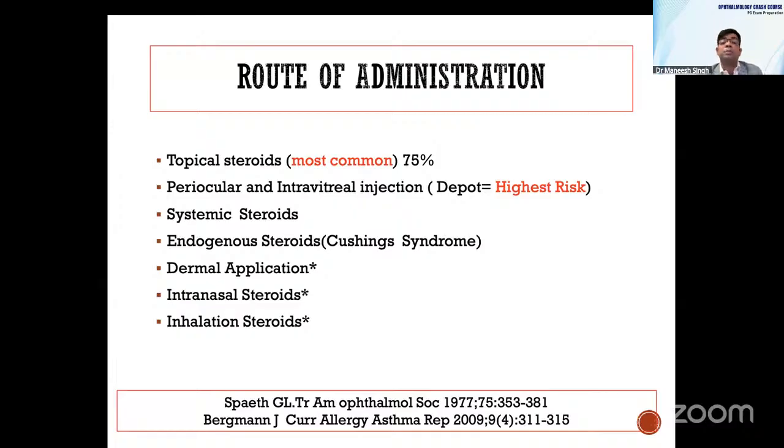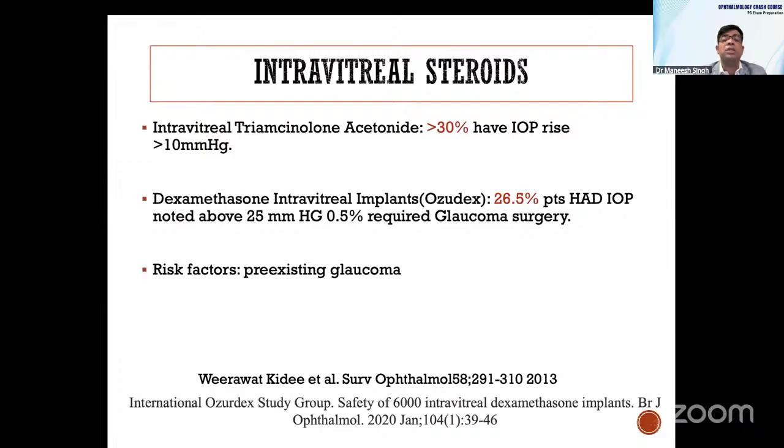Almost 75% of patients are due to topical steroid, but the risk is highest with depot steroids like intravitreal injection and periocular injection. But there are even reports that with intranasal steroid, inhalation steroid, and even skin ointment of steroid, pressure rise can happen in patients who are predisposed to steroids and predisposed to glaucoma.